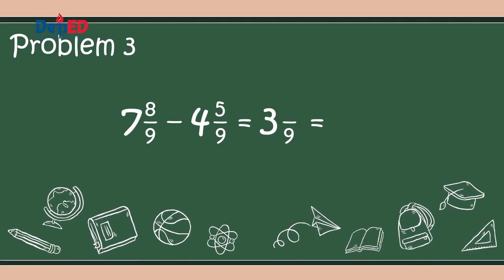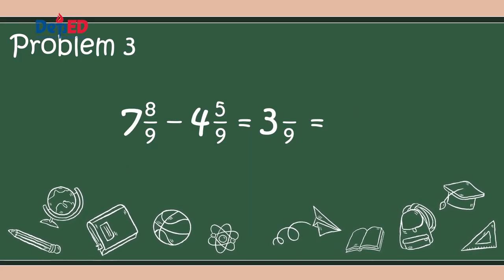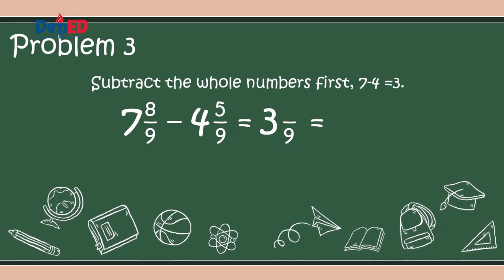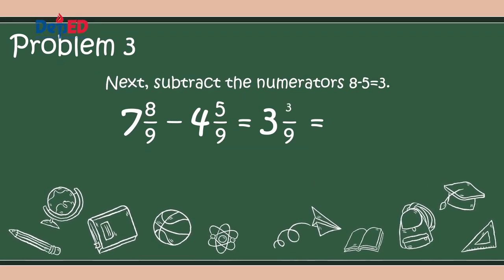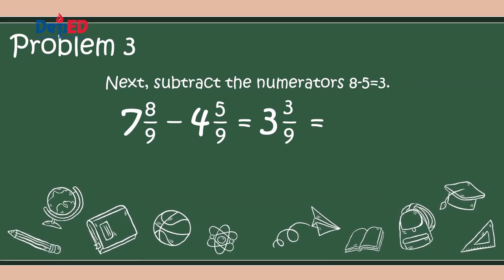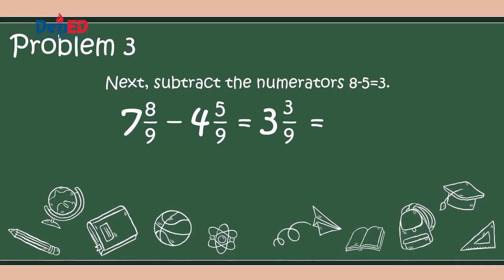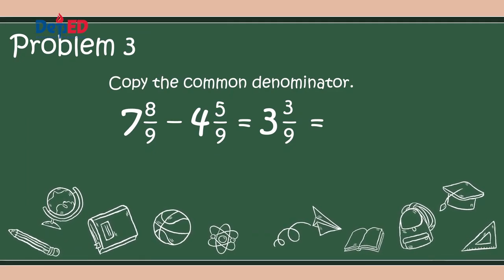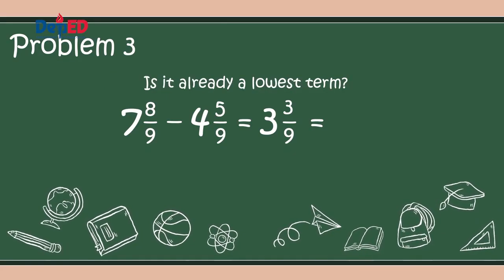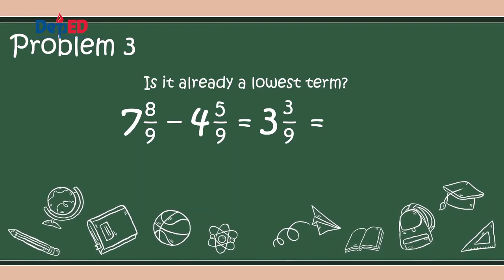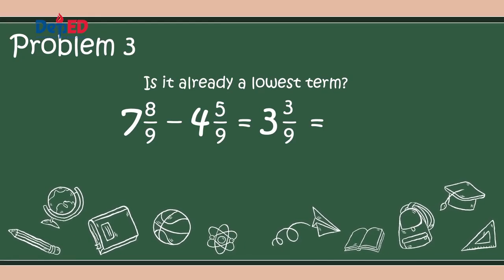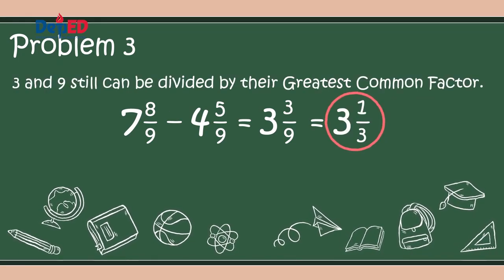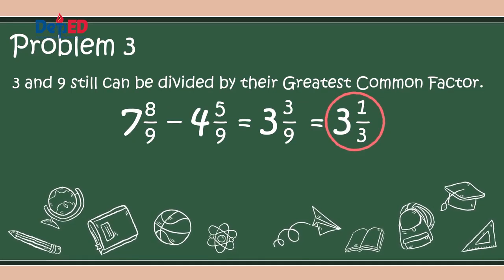Number 3. This time, we are subtracting mixed numbers and similar fractions. We subtract first the whole numbers. 7 minus 4 equals 3. Next, subtract the numerators. 8 minus 5 equals 3. And copy the common denominator, 9. So, we have 3 and 3/9. Is it already a lowest term? No, because 3 and 9 still can be divided by their greatest common factor or GCF, 3. Therefore, our final answer is 3 and 1/3.